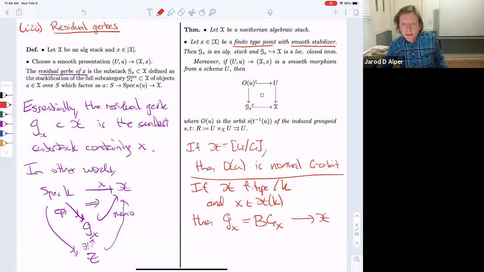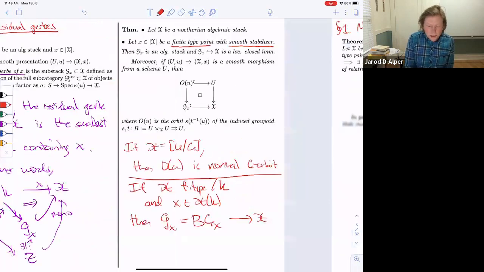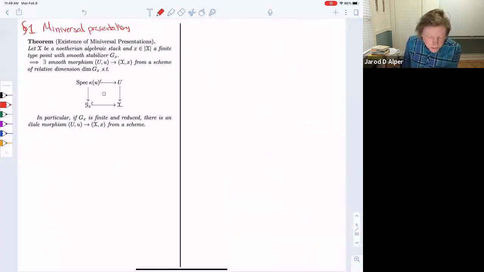All right, so I'm going to move on to today's presentation. I would like to give an equivalent characterization of Deligne-Mumford stacks. We defined Deligne-Mumford stacks by requiring that there's an étale presentation. Now we're going to say that it's equivalent to just saying that the stabilizer groups are finite and reduced. But actually what I'd like to do is make a more general statement and prove the existence of special types of presentations. So here's one of the main theorems for today, and it's the existence of what I call miniversal presentations.